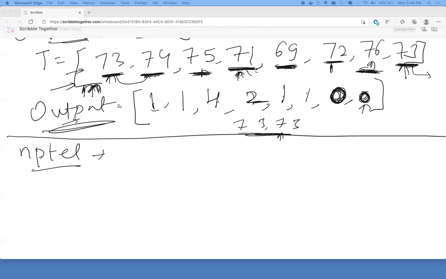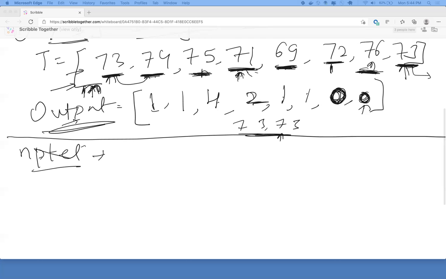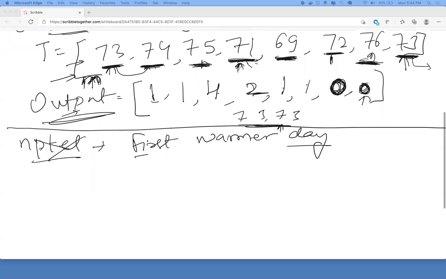The next day that is higher than the current day counts. You don't need to worry about the hottest day. 72 is higher than 71, so that gets counted first instead of 76. So the first warmer day. Is it clear? The first warmer day. So you need to return how many days till you see the first warmer day. That's the question.